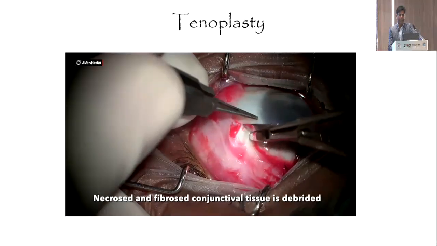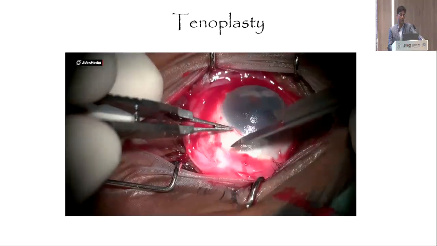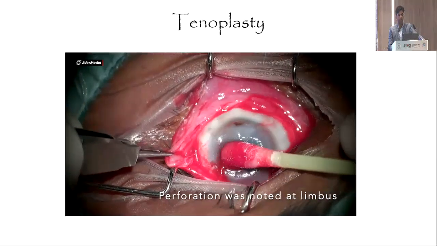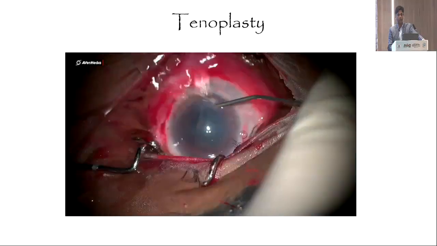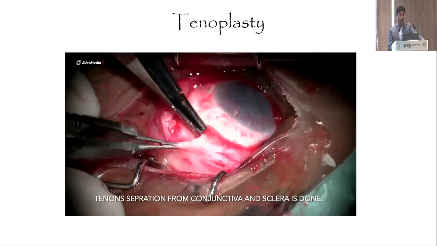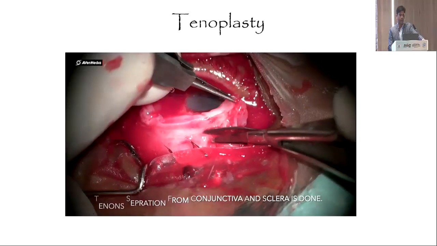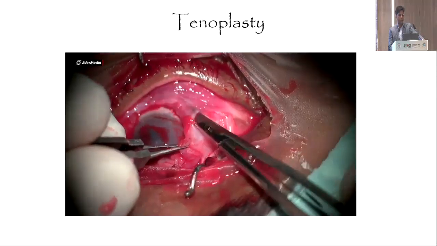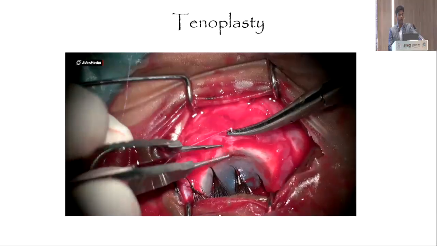Here I am dissecting the Tenon's from the overlying conjunctiva, and the necrotic, ischemic sclera should be excised, and you can see that a small linear perforation is there. So I washed the exudates from it, dissecting the Tenon's from the conjunctiva, then the surface, then the sclera, and then again dissecting it from the overlying conjunctiva to make it free.